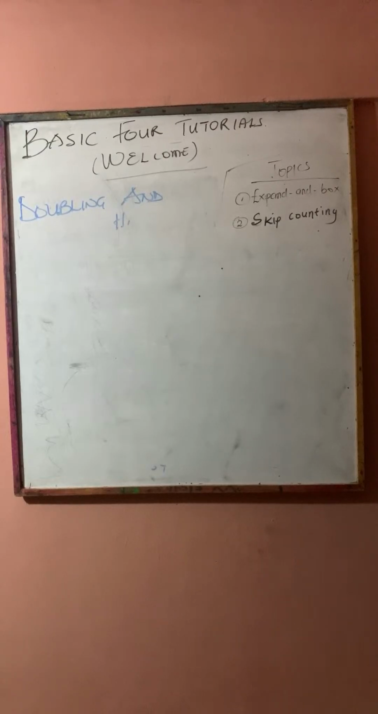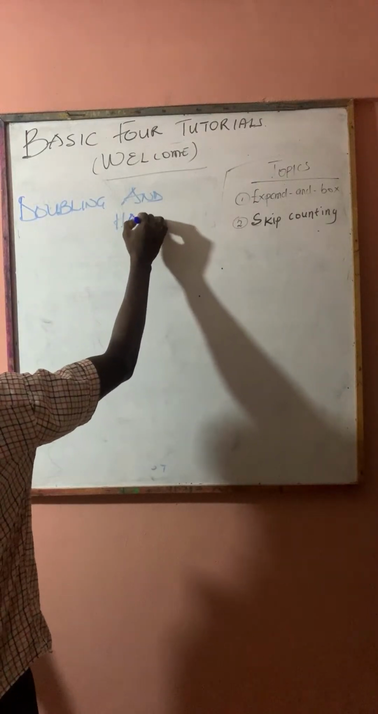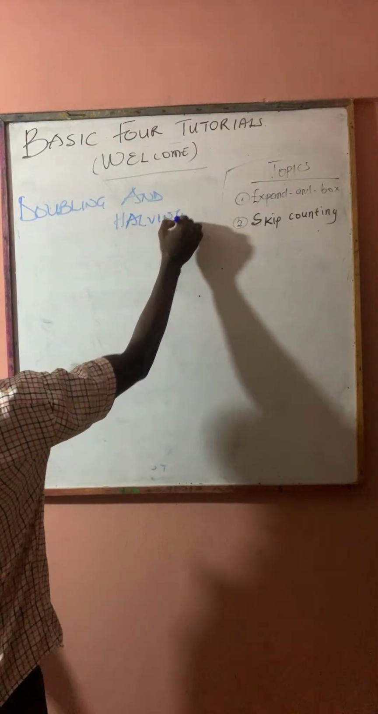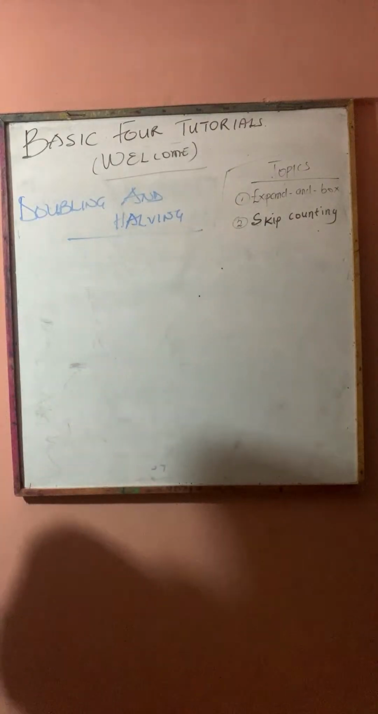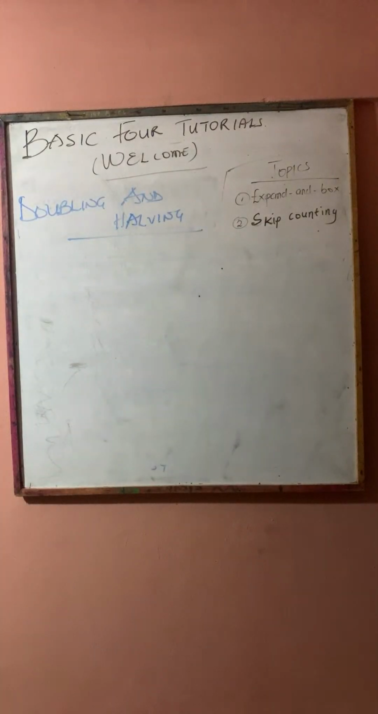Okay, let's move on to doubling and halving. Now we said doubling is when a number. Oh no, my network is working. Sorry, my network is actually very active. I was a bit engaged. That's why. Okay, sorry about that.